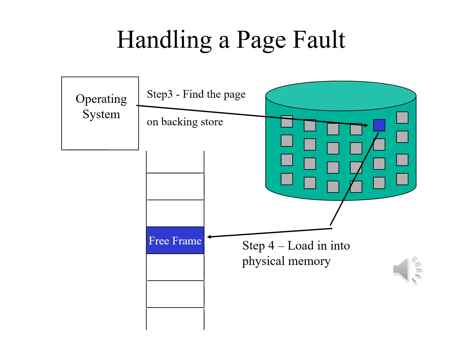The next step involves finding the page on backing store. Once it is located, the page will be loaded into a free frame of physical memory. All will go well as long as there is a free frame available for it. If not, well, then we will have to determine which page is going to be swapped out. In either case, once we find a free frame, we load the requested page into it.